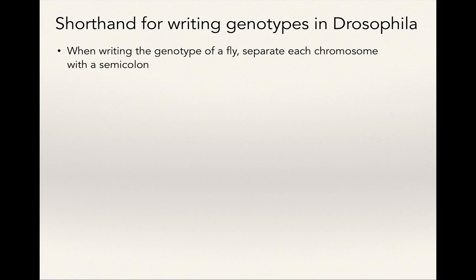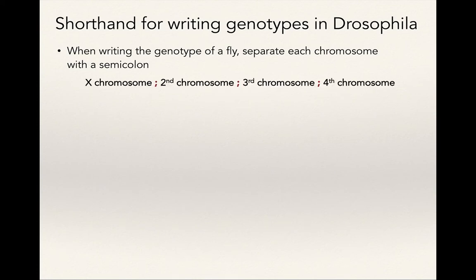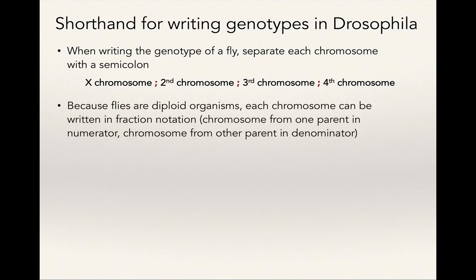When writing the genotype of a fly, each chromosome is separated by a semicolon. The X chromosome is listed first, since it's also the first chromosome, then a semicolon, second chromosome, semicolon, third chromosome, semicolon, fourth chromosome. Because flies are diploid organisms, each chromosome can be written as a fraction. The chromosome from one parent is the numerator, and the chromosome from the other parent is the denominator. So, for example, this would be the chromosome that comes from the mother, this would be the chromosome that comes from the father for the first chromosome, and then second, third, and fourth.